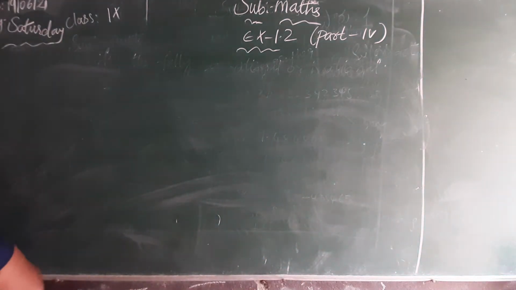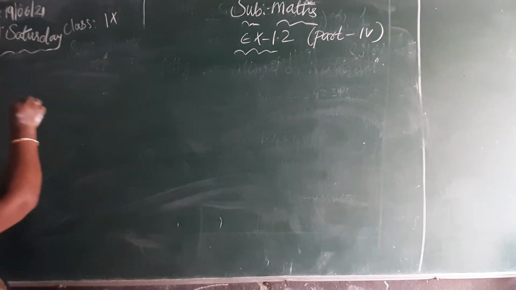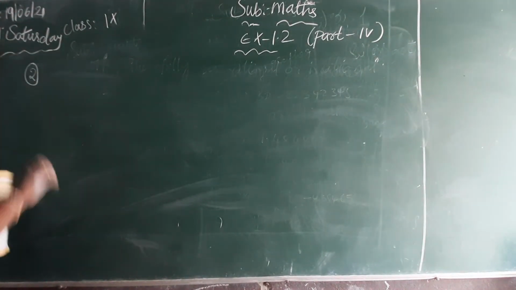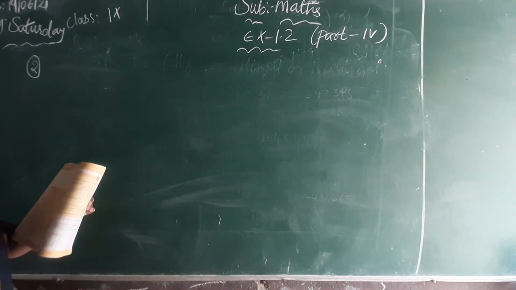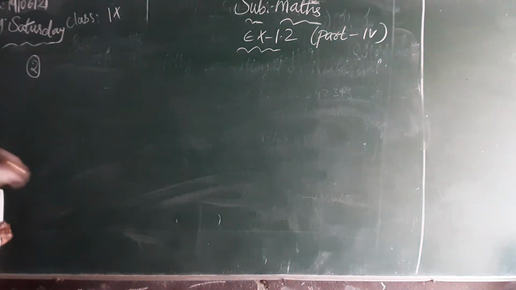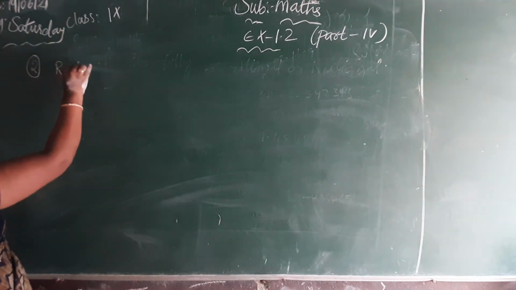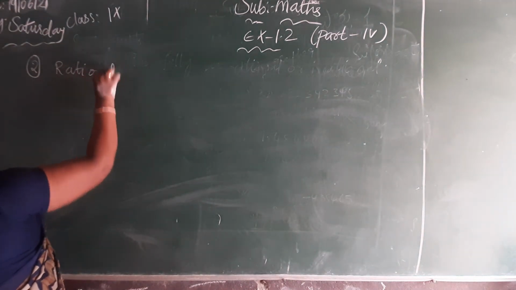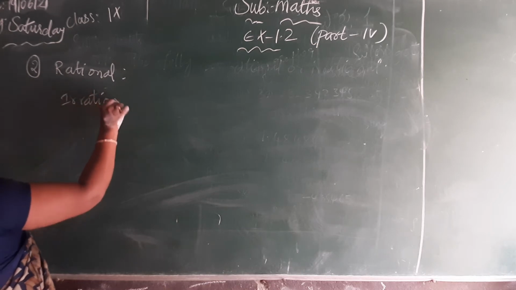Next, we'll see the second question. What is given here? Give 4 examples each of rational and irrational numbers. For rational numbers we have to give 4 examples, and for irrational numbers also 4 examples.